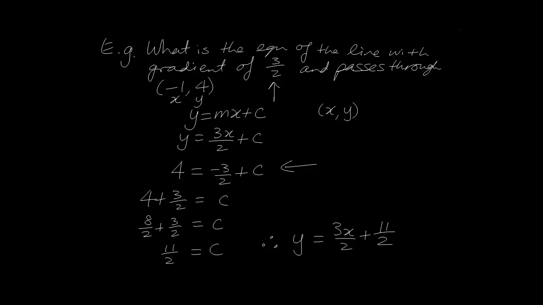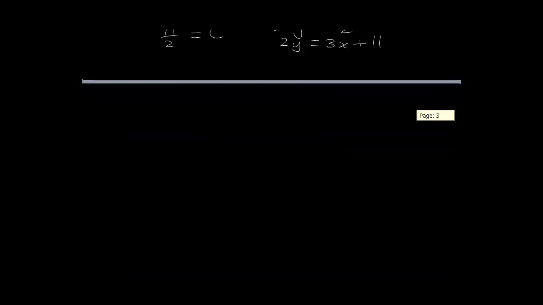Now, some people would rewrite the same equation but without the fractions. So if you multiply everything through by 2, you will get 2y equals 3x plus 11, which is also the equation of that same line, but it looks a little bit neater sometimes without the fractions. Let's have a look at one more example of finding the equation of the line.